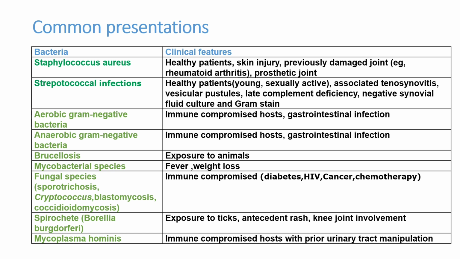Spirochetes like Borrelia are not very common in India. Exposure to ticks, rash will be there, and knee joint involvement will be there. Mycoplasma, again an immunocompromised host.